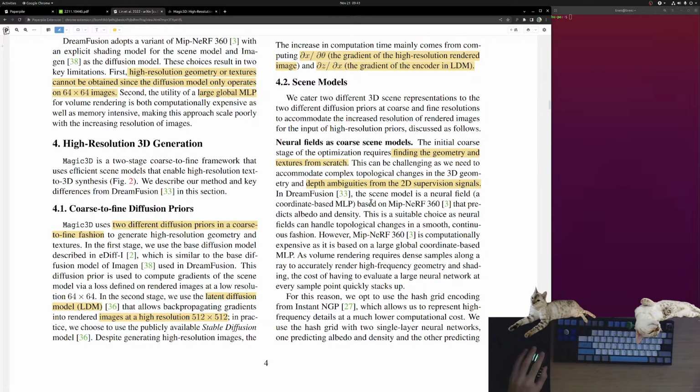The scene model is a neural field that predicts albedo and density. Okay, we're starting to see some of these other things. So it's not just color. You also have albedo, right? Albedo is a way to measure.